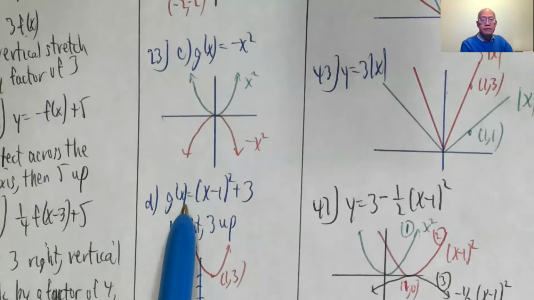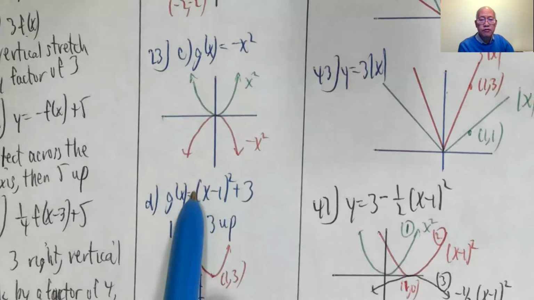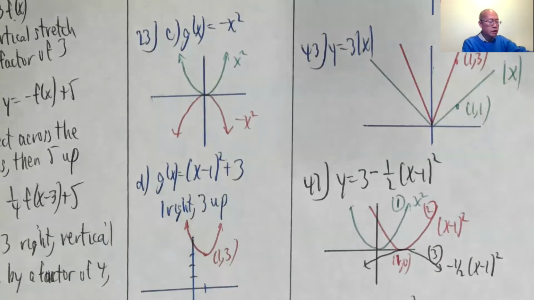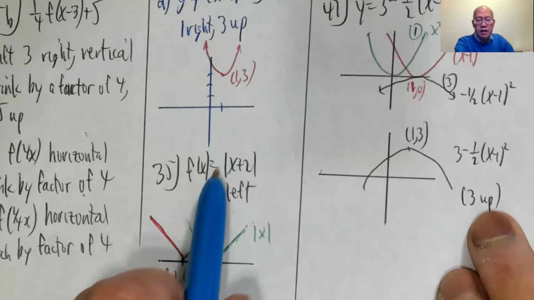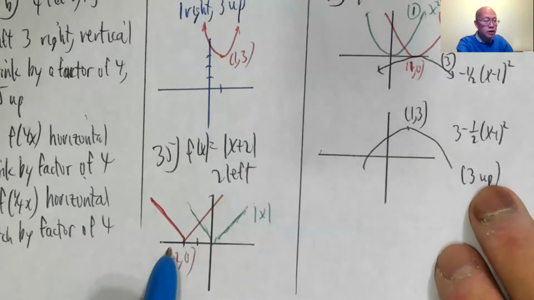Then g of x is x minus 1 squared plus 3. Take y equals x squared, move 1 to the right and 3 up. So the vertex, which used to be 0, 0, is now at 1, 3. 35, f of x is absolute value of x plus 2. Take the absolute value function and shift 2 to the left. So 0, 0 moves over to -2, 0.